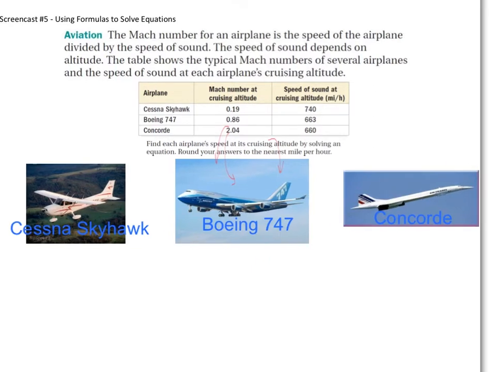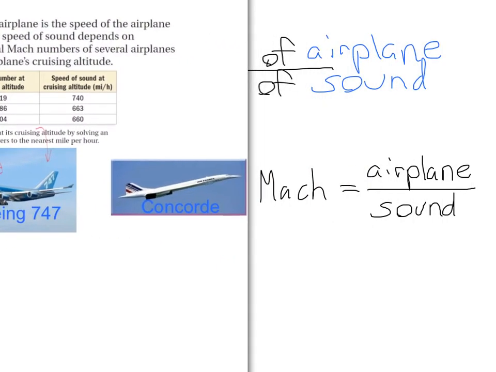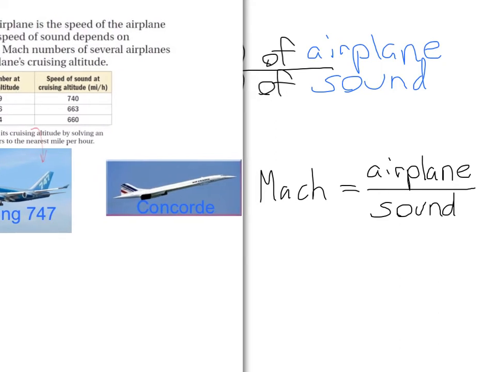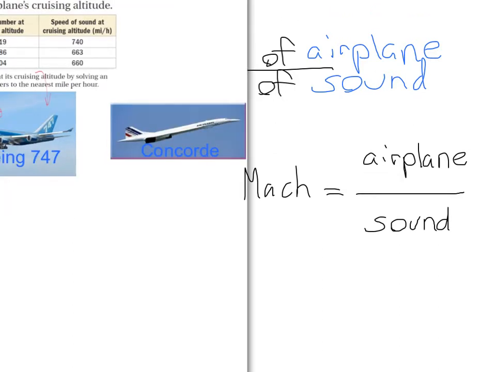Here's the abbreviated version that I want us to use. Notice that I just abbreviated to Mach equals airplane over sound. Now, we know full well we're talking about the speed of the airplane divided by the speed of sound, but abbreviating it this way is going to help us very much. Think of each of these words, Mach, airplane, and sound, as simply variables. They are words standing in the way of what the numbers should be. So it's up to us to replace each of those words with the numbers that we know, and the one that we don't know, well, that's the one that we're solving for. So let's begin. Let's start solving for these unknown speeds.